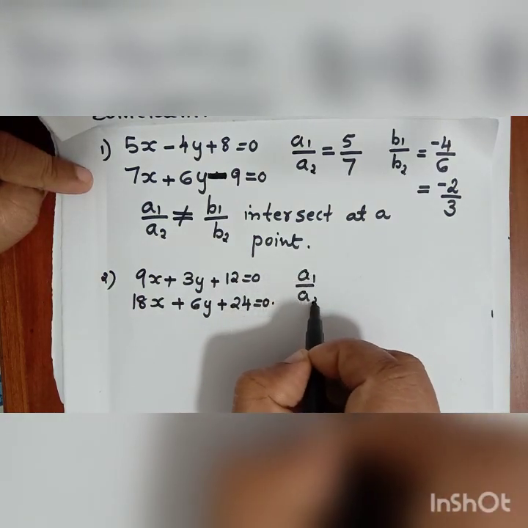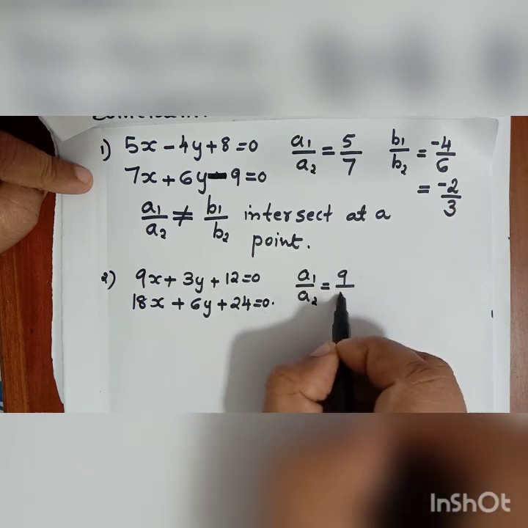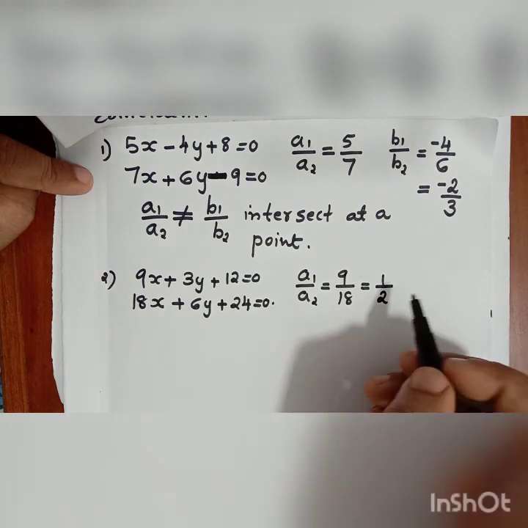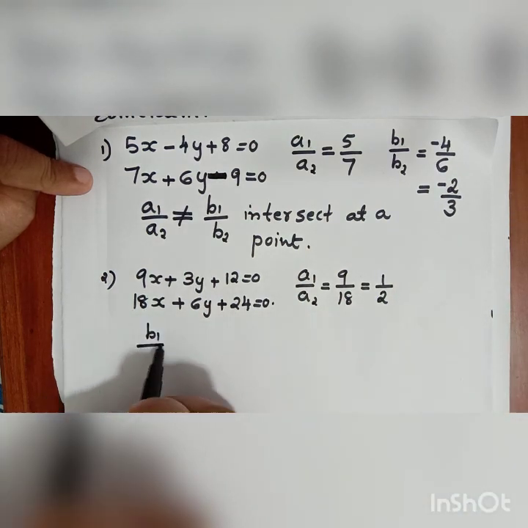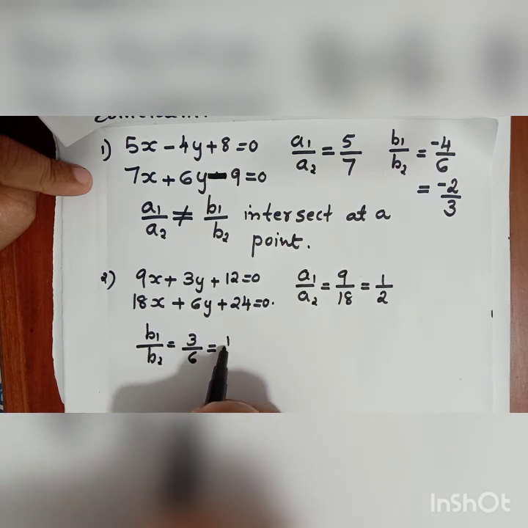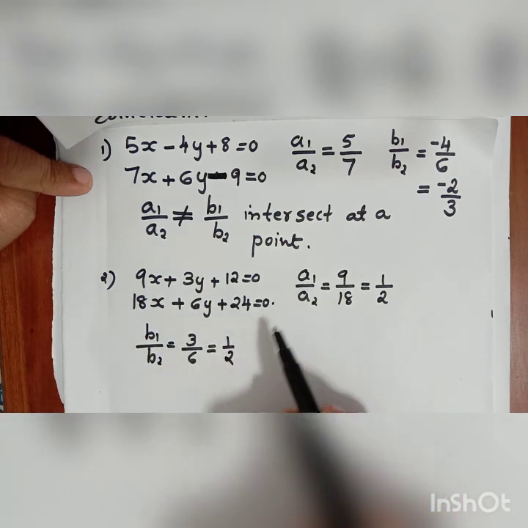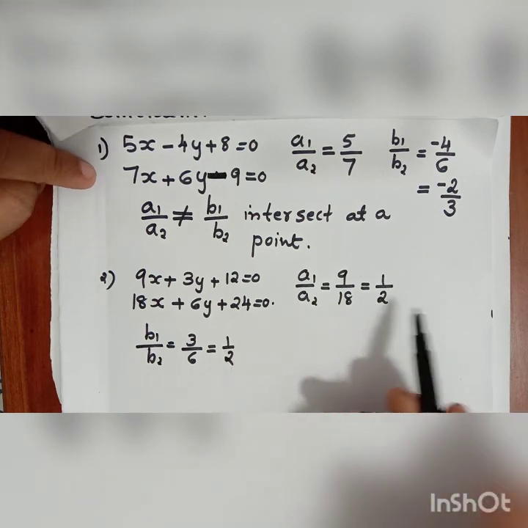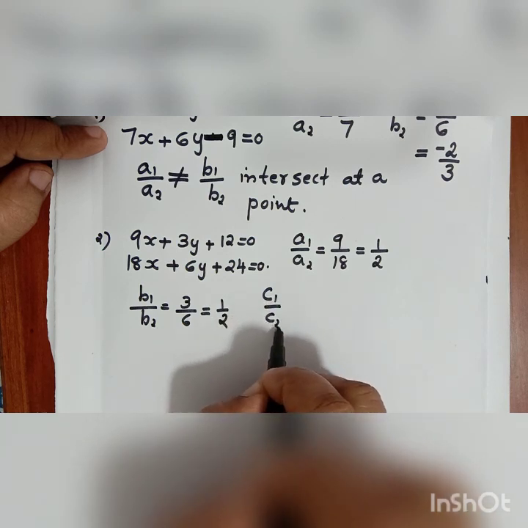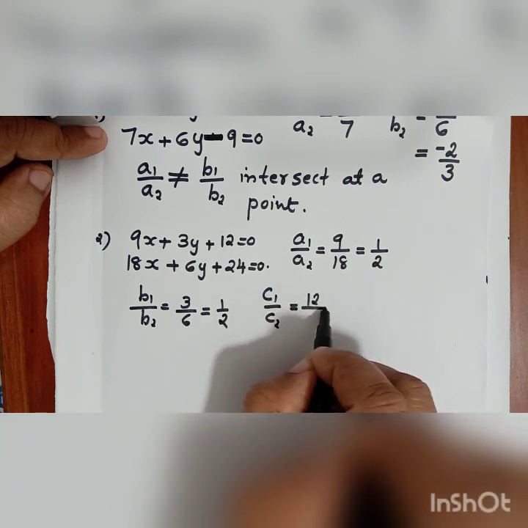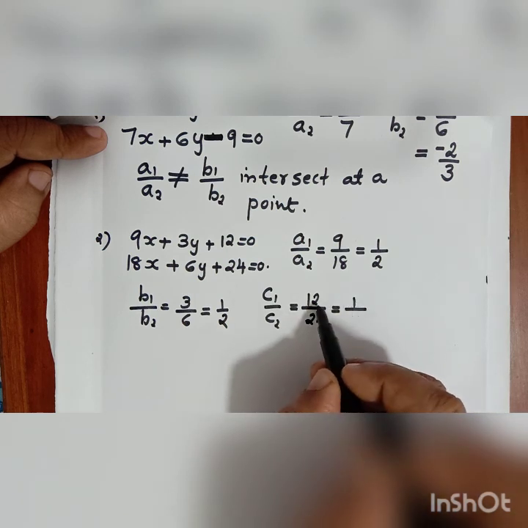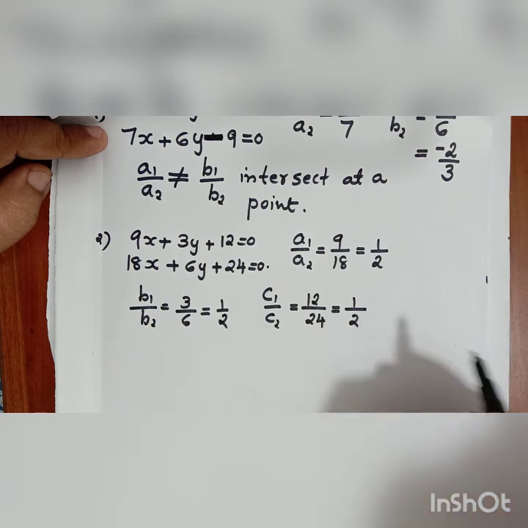A1 by A2 equal to 9 by 18, that's equal to 1 by 2. We have B1 by B2 now. B1 by B2 equal to 3 by 6, that's equal to 1 by 2. If both ratios are equal, then we have to go for the third one, that is C1 by C2. That's equal to 12 by 24. What is 12 by 24? Common number is 12. We can divide it. It is 1 by 2.